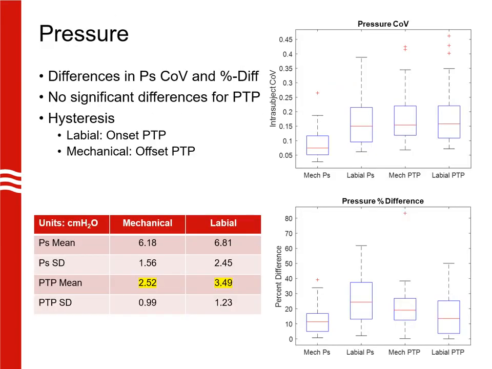We'll start our results with our pressure measurements. For our retest metrics, we found a significant difference in the coefficient of variation, or COV, and percent difference for the subglottal pressure measures. In both cases, the mechanical methods had lower variability.